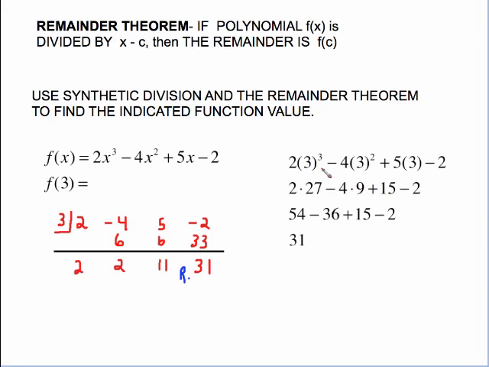This is doing the arithmetic. Here was our synthetic division. There was our remainder of 31. This is just plugging 3 in for each of these x's and doing the arithmetic. And you can follow through on that arithmetic and see that we get 31.